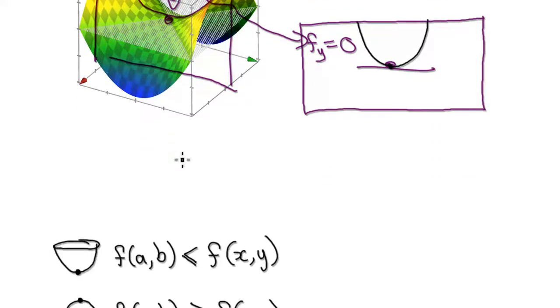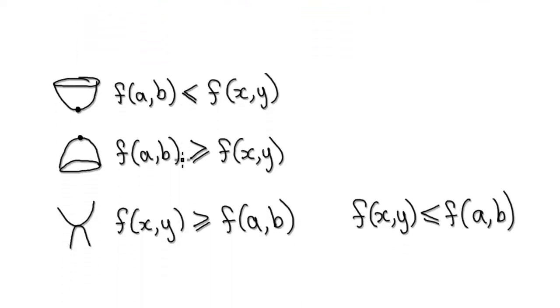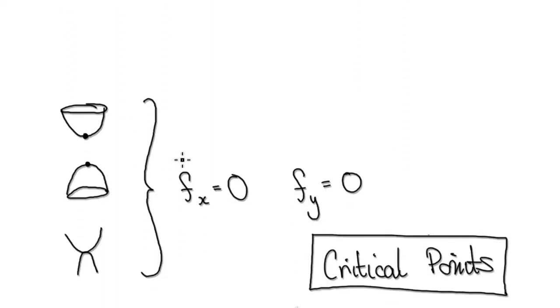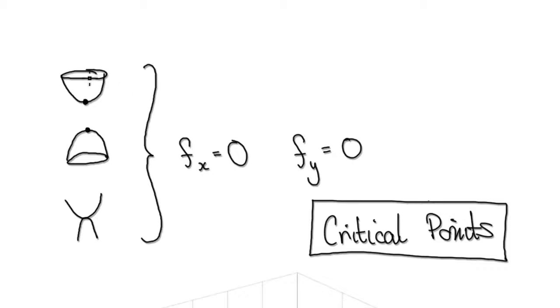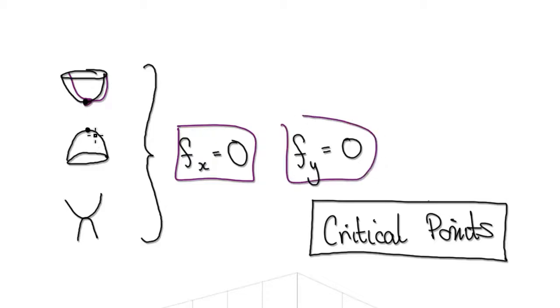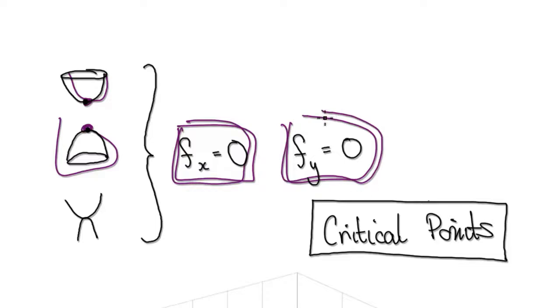Sorry, I'm lost. If you have a local minimum, then it means this equals 0, this equals 0. If you're at a maximum, it also means that this is 0, this is 0. If you're at a saddle point, then this also equals 0, this also equals 0.